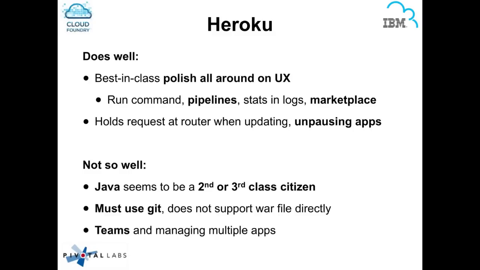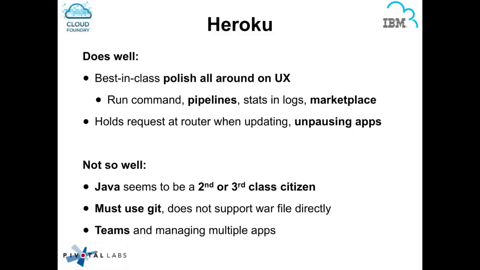Java just seems like a second or third class citizen at Heroku. The things that they were out of date, they didn't really have war support built in as a default. I heard from Romney Voss that they have a plugin that you can use if you're willing to use Java 6, but that's not really something that people want to do anymore. You have to use Git, so you don't get to use other choices there. And their team support is pretty limited compared to the other platforms.